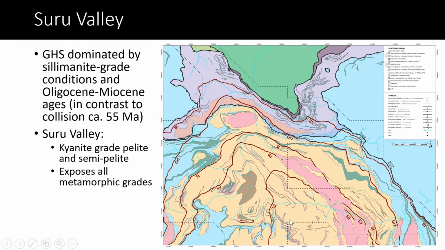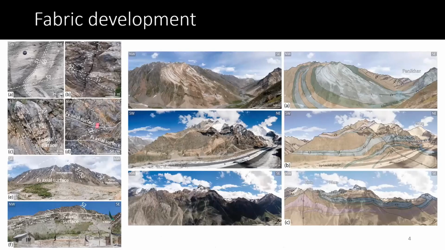So the Suru Valley is great here because we can look at all metamorphic grades and interrogate the geochronology from that. Various field seasons that I've undertaken in the area have allowed me to constrain the phases of deformation and fabric development. The S2 is the main regional fabric, but we can see the bedding and primary metamorphic fabric there as well. The refolding of these fabrics to develop our S2 fabric is developed at the centimeter, meter, and also kilometer scale.